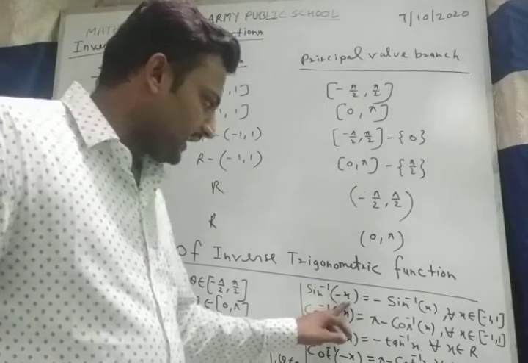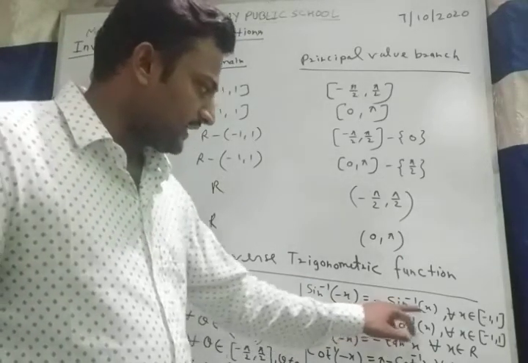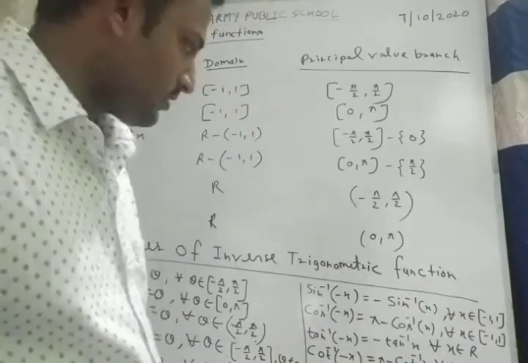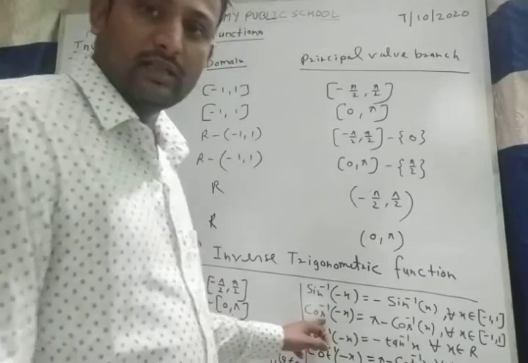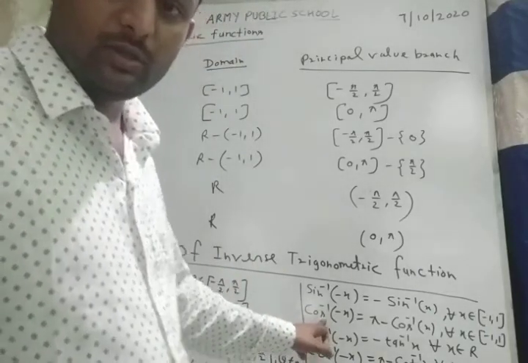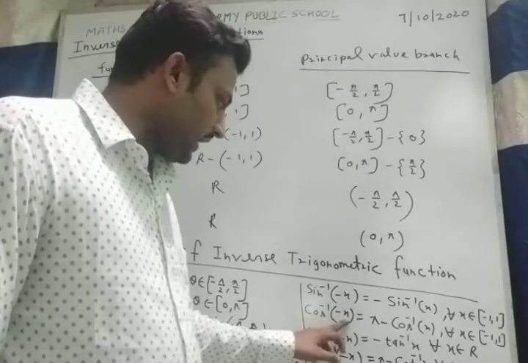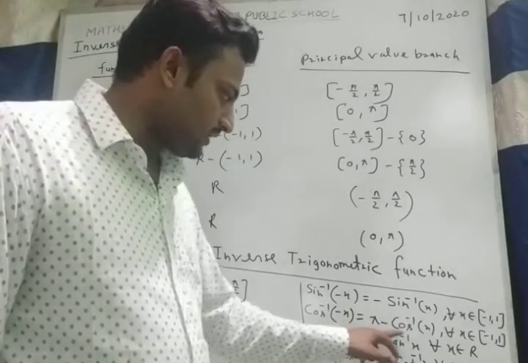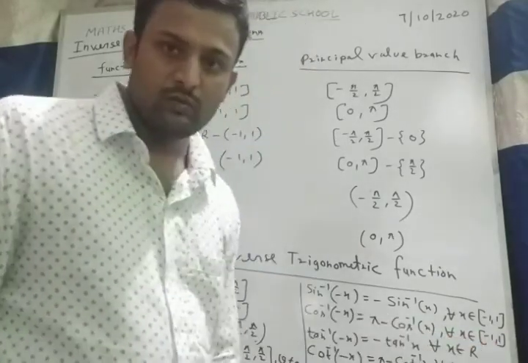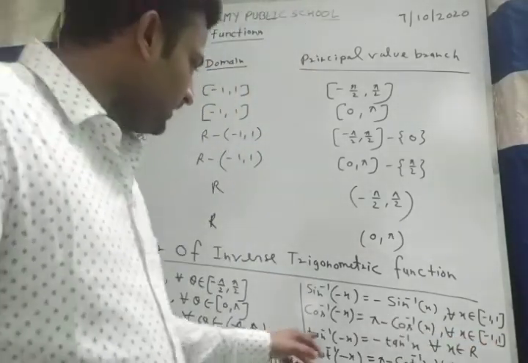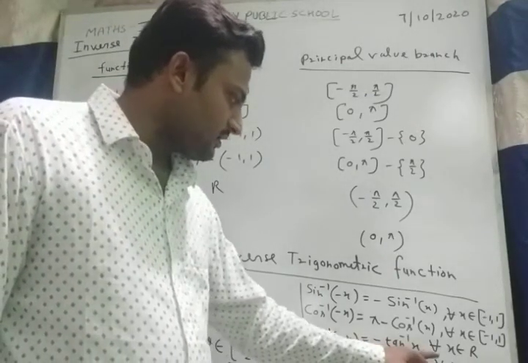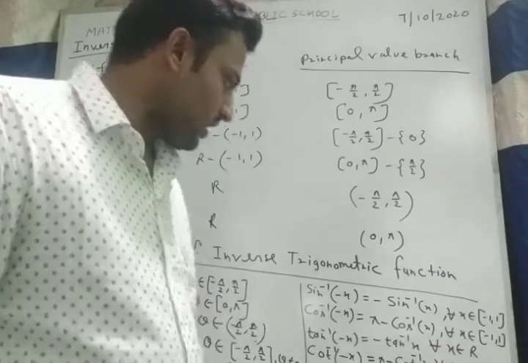Sin inverse of minus x is equal to minus sin inverse x when x belongs to minus 1 to 1. These are the formulas on the basis of which we will solve the problems of this chapter. Cos inverse of minus x is equal to pi minus cos inverse x for all x belonging to minus 1 to 1. Tan inverse of minus x is equal to minus tan inverse x for all x belonging to R.